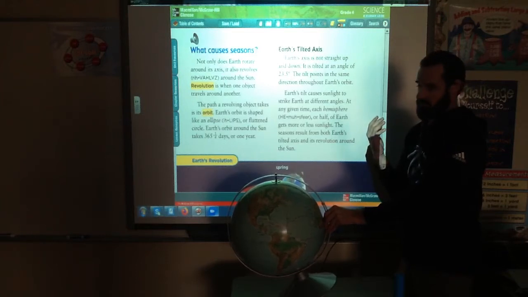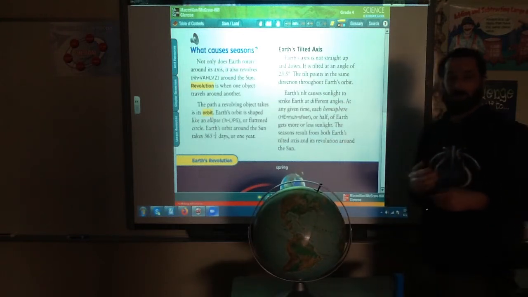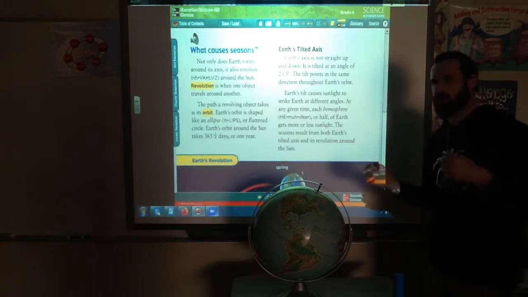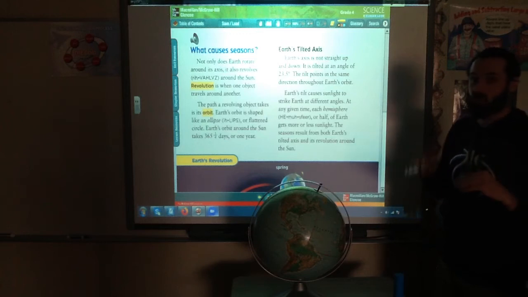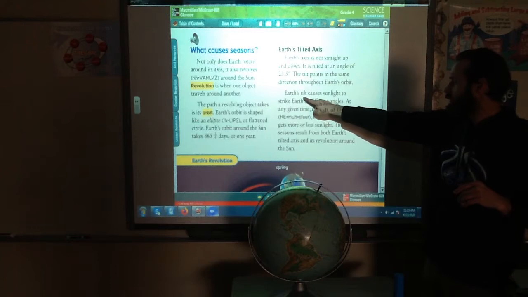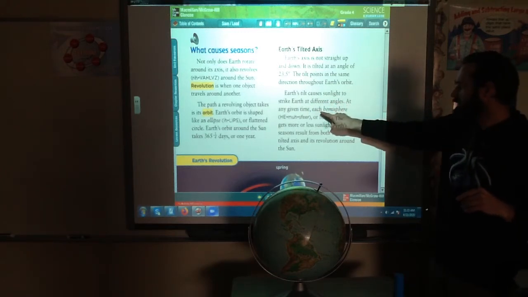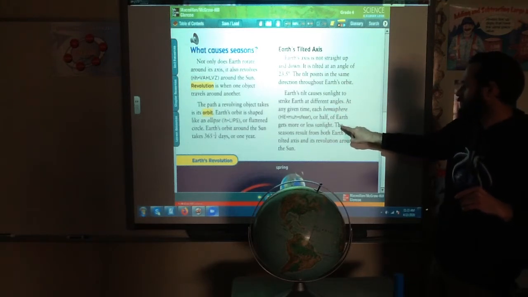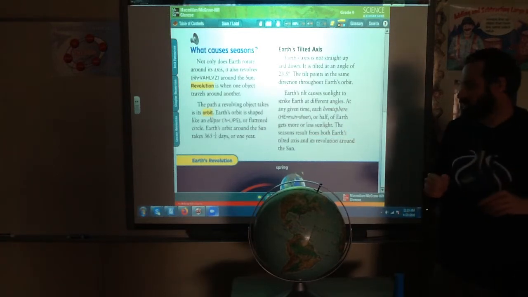probably be different. Okay? Because it's that pointing that makes the temperature, why we have winter and summer, and why spring and fall are cooler than summer but warmer than winter, usually. Doesn't mean you can't have cold days or hot days. So, here's why. Earth's tilt causes sunlight to strike Earth at different angles. At any given time, each hemisphere or half of the Earth gets more or less sunlight. The seasons result from both Earth's tilted axis and its revolution around the sun.